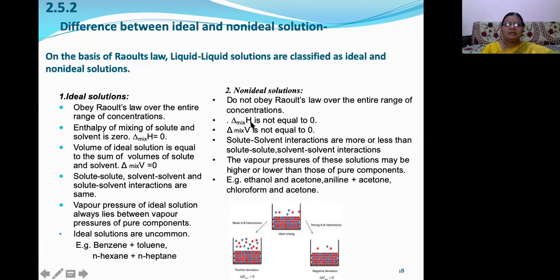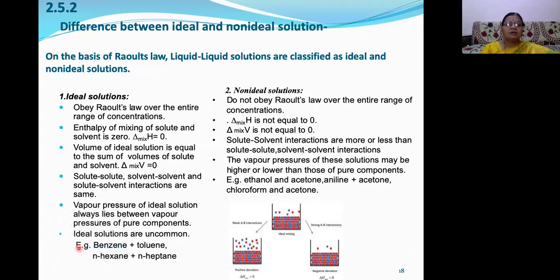Depending upon that, when delta H is greater than zero, it is positive, means endothermic. If delta H is less than zero, that is negative, then it is exothermic, that you have studied in the 11th standard in chemical equilibrium. Now in this case, volume of ideal solution is equal to the sum of volumes of both the components, that is solute and solvent. Therefore, we can say that the change in volume is zero. Means delta V mixing is equal to zero.